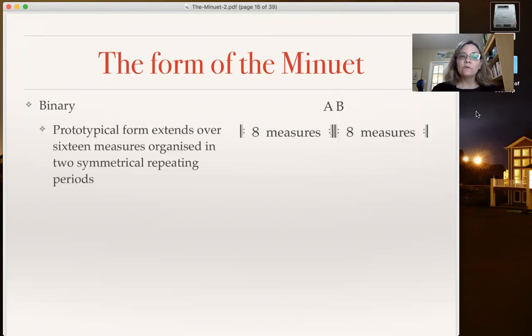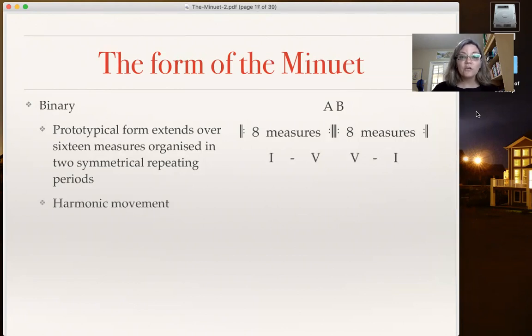Now, the prototypical form of a minuet extends over 16 measures, organized in 2 symmetrical repeating periods. We've talked a lot about form in this class through the Harmony Through Melody textbook. And so in this case, we want the 2 halves to be equal, okay? And each of the halves has 8 measures. So we have a full 16 measures as a total, but we have 2 8-measure sections that repeat, okay? And so they're symmetrical in that way. They're both 8 measures long.